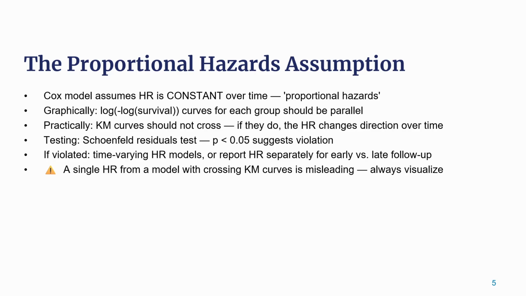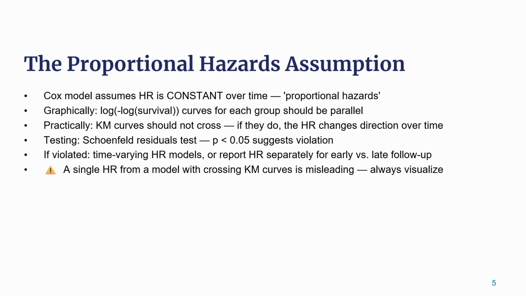The Schoenfeld residuals test is the formal statistical check. If it gives p less than 0.05, the assumption is likely violated. When you read a Cox regression paper, check, do the KM curves cross? Is the failed test reported?